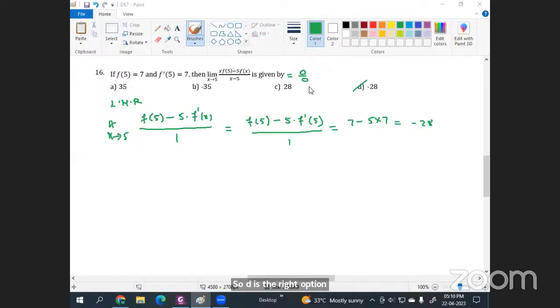Yes, option D. Nagapriya, Bhumika, Shushmita, everyone has given the right answer. Good. Now, is it clear now, the limits problems?